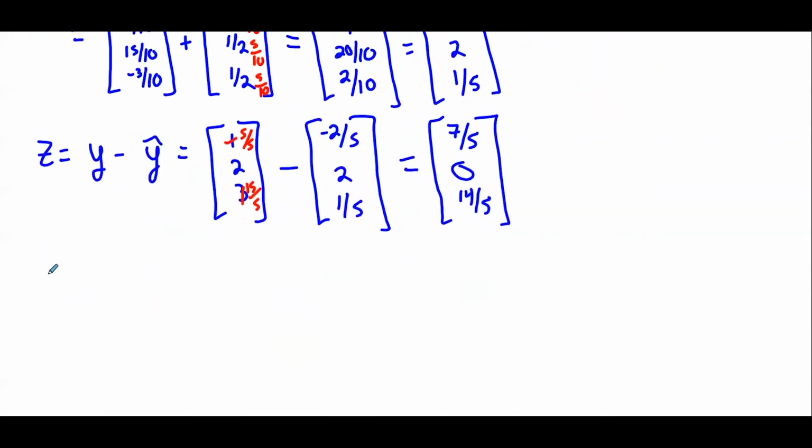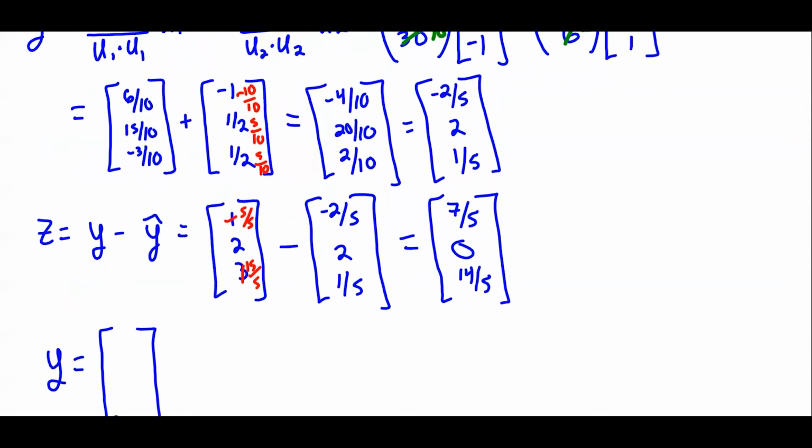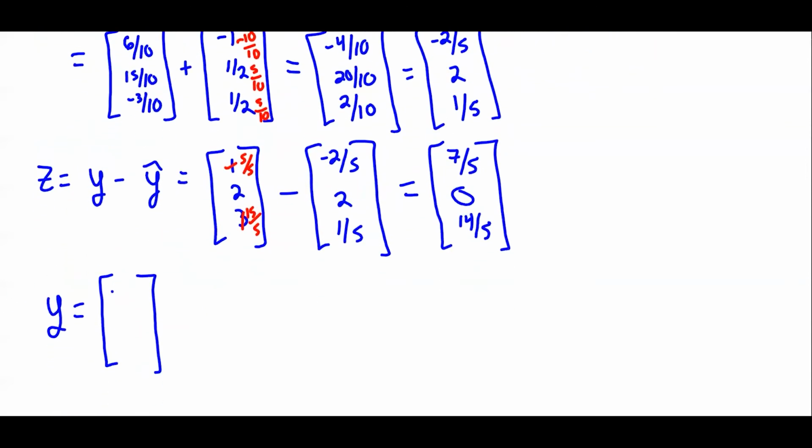Okay, so we want to write y as the sum of two vectors, one in W, the plane, that's the projection. So that's going to be this negative 2/5, 2, and 1/5. And a vector orthogonal to the plane, that's the vector z.